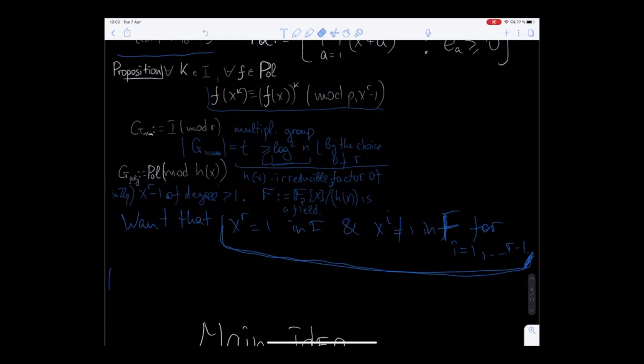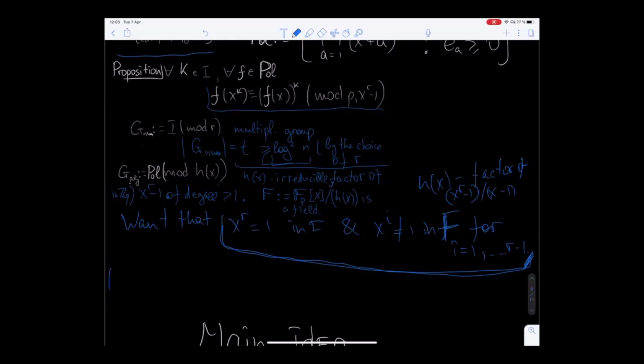Obviously, H of X must be a factor of X to the R minus 1 divided by X minus 1, because we have to exclude X minus 1, obviously. I'm not sure if X to the R minus 1 divided by X minus 1 is automatically irreducible, but anyway, we take any factor of that. No, it's not.